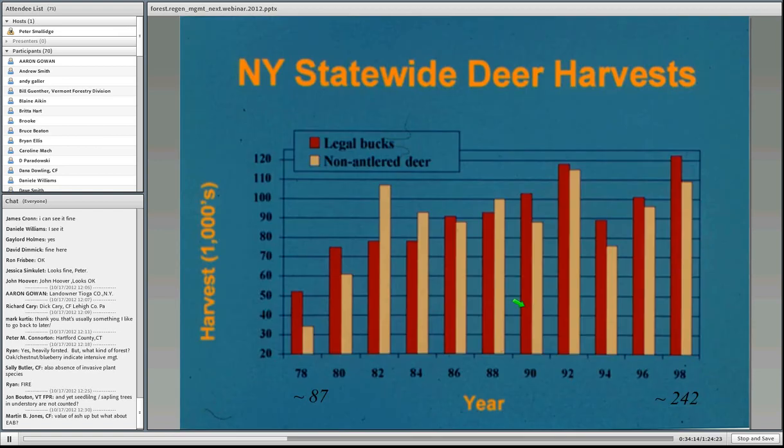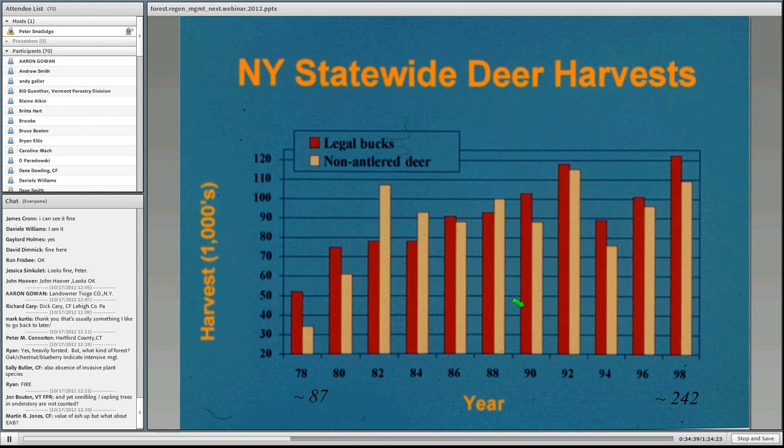The other factor that was changing that we mentioned was the presence of deer. Deer in New York were largely extirpated by the late 1880s, early 1900s. They've made a very successful comeback, and this is a proxy measure of deer abundance. The last I've heard in Pennsylvania is that there are a million deer in the state.